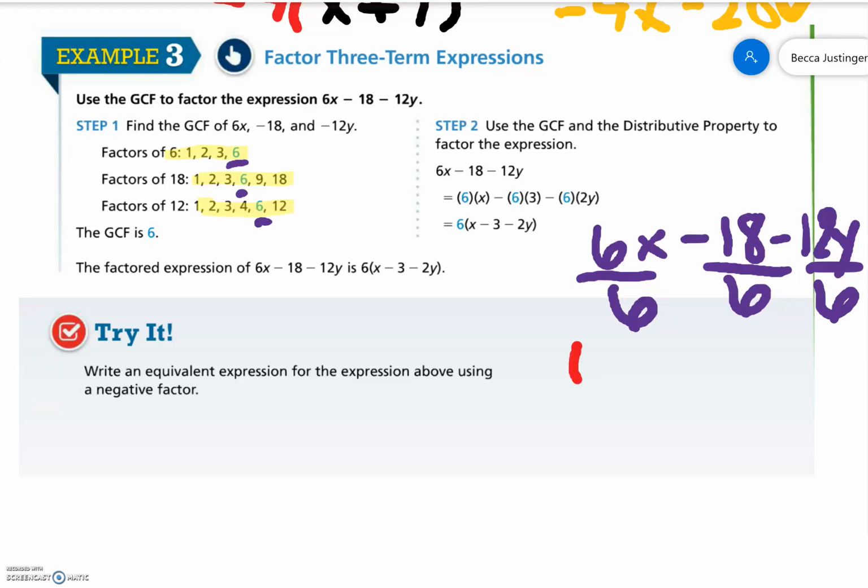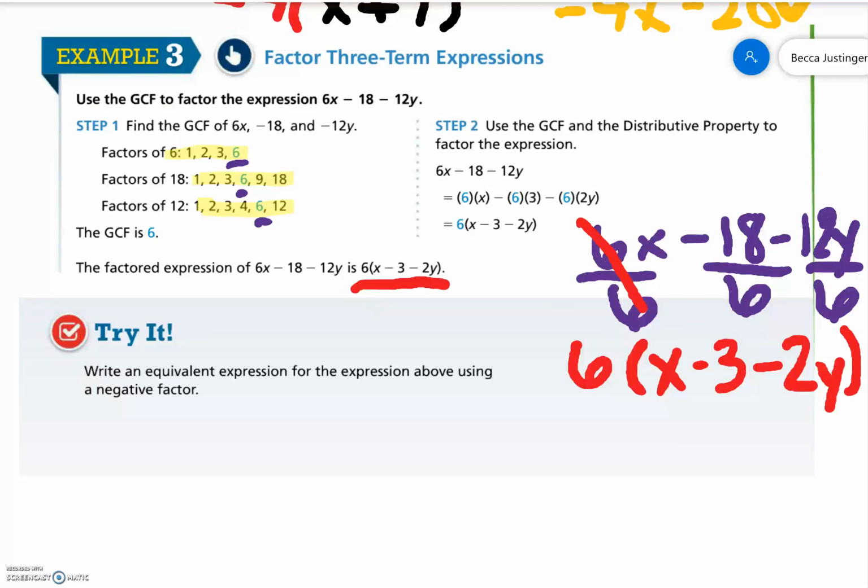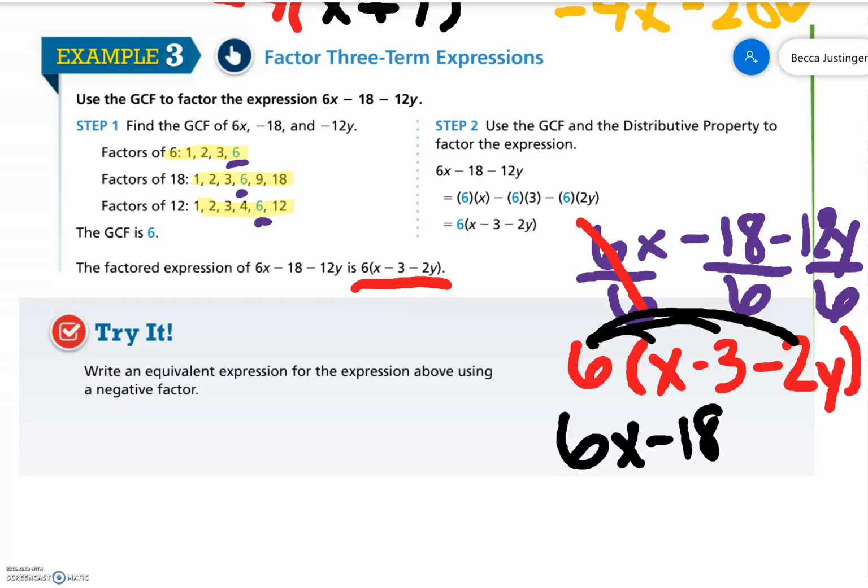So when we divide, remember, it does not disappear. 6 divided by 6 is x. -18 divided by 6 is -3. -12y divided by +6 is -2y. And that's the same answer they have here. How can we check? Distribute. 6 times x is 6x. 6 times -3 is -18. 6 times -2y is -12y. And boom, that was our original expression.